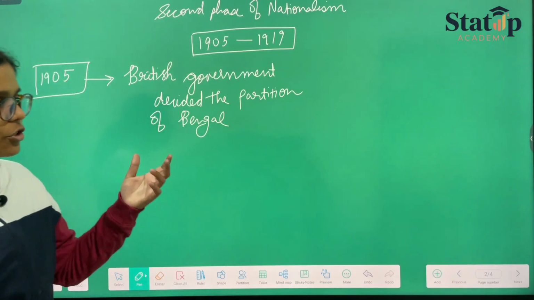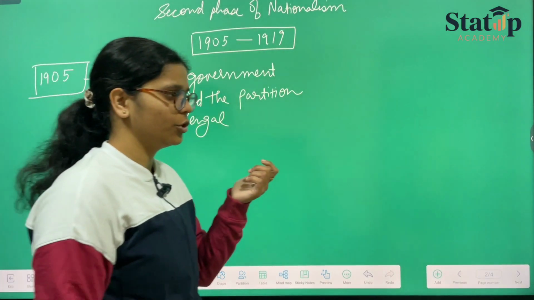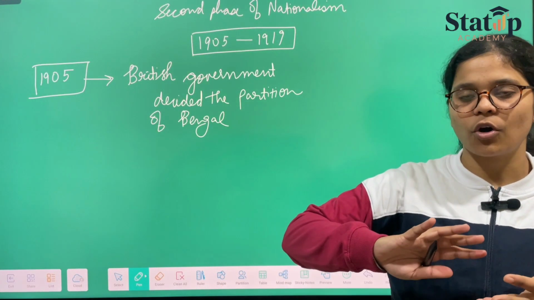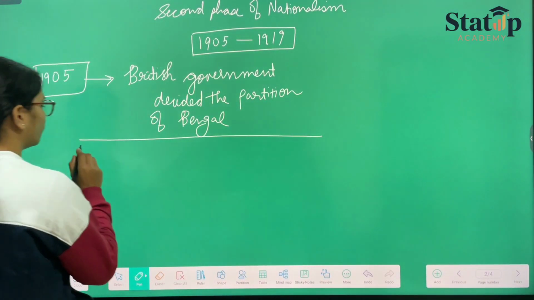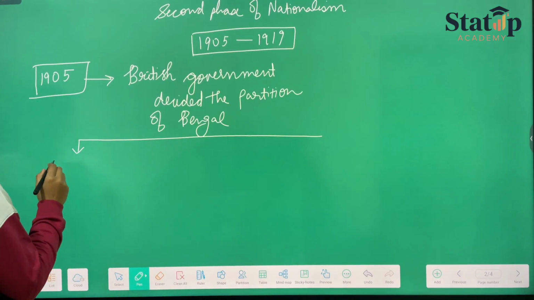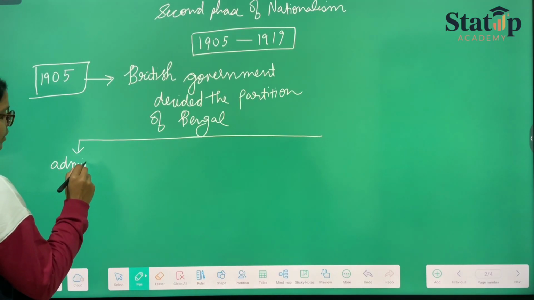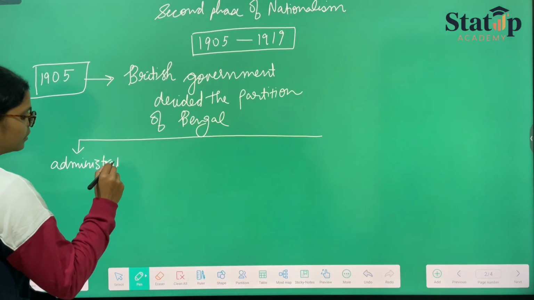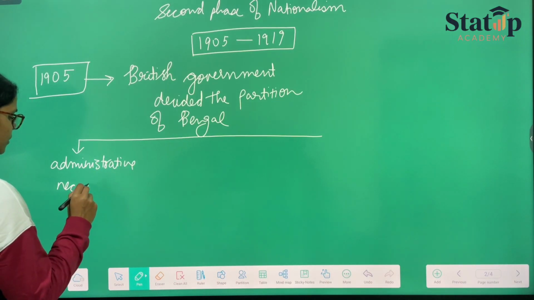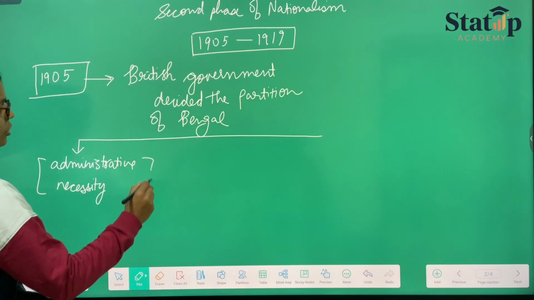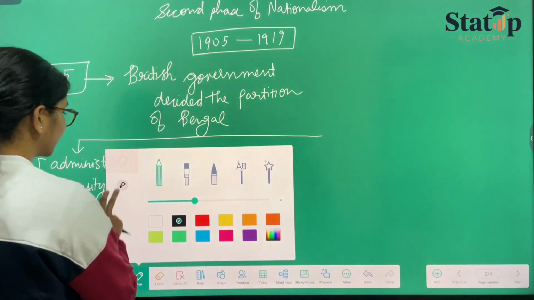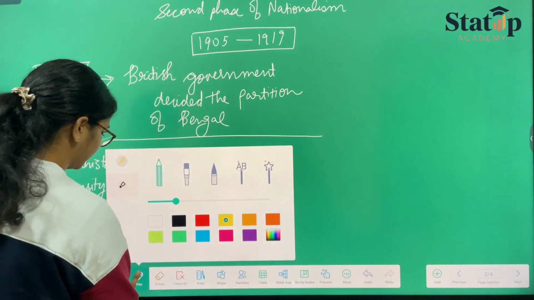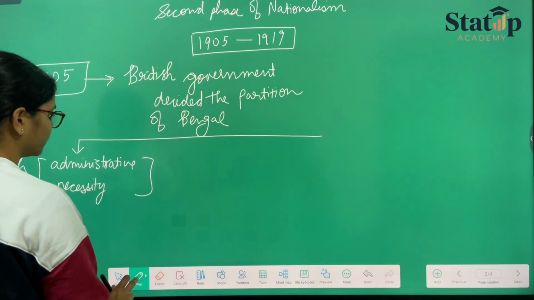When we talk about the partition of Bengal, in the previous lecture also, I've told you that the cause given for the partition was nothing but administrative necessity. This was the reason or the logic given to us from the side of the British. But the actual causes were not these. Let me just change a pen.